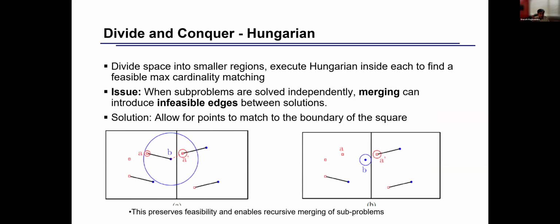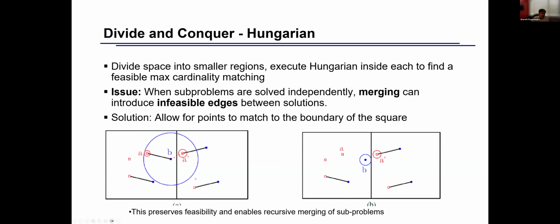We could do that, except we'll run into trouble if we do it in a naive way. If I take my problem and divide it into 2 subproblems like shown here, and recursively compute a feasible matching here and a feasible matching here, this is good. Every edge completely inside one of these subproblems will be feasible, but if you look at edges that cross the boundary, those edges may not satisfy the feasibility conditions.